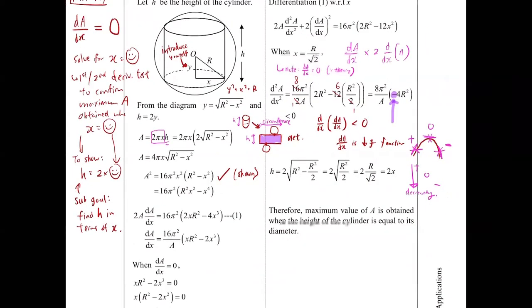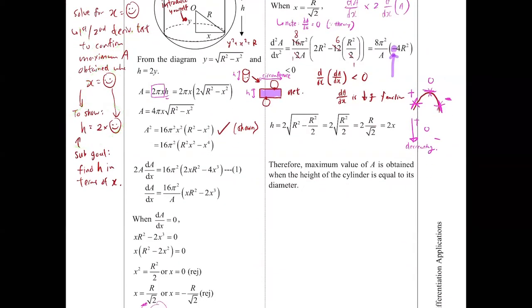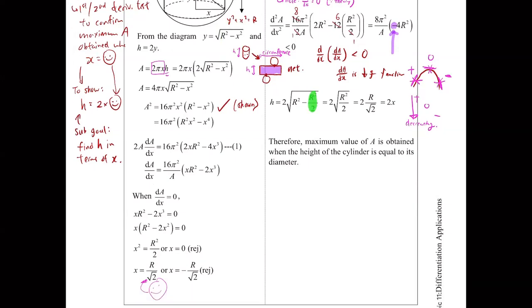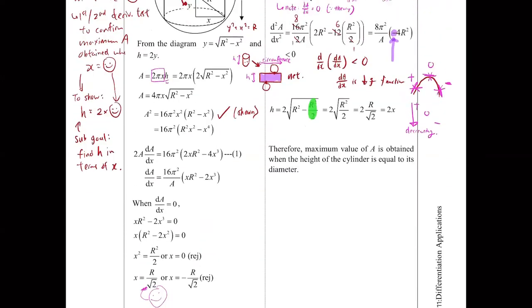The distraction, haven't got to the main point. We have to show that h is equal to 2 times x. So finally, we know that y is this guy. We can just sub in the expression over here. So h is equal to 2 times square root r squared minus x squared, but the x squared can be replaced with r over square root 2 then square.